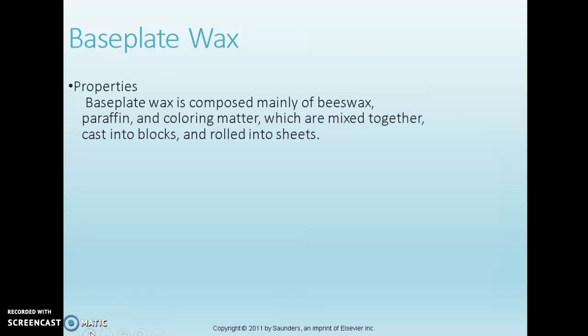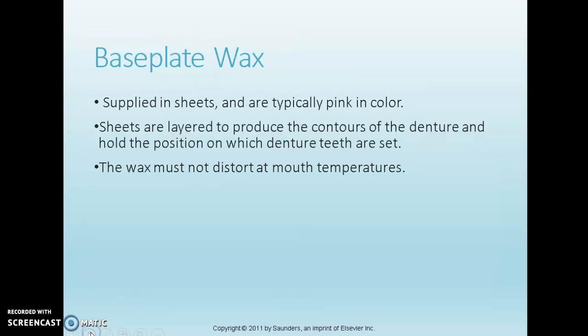The properties of this wax is that it's composed mainly of beeswax, paraffin, and a coloring component, which are all mixed together, cast into blocks, and then rolled into sheets. So base plate wax is almost always going to be in a pink sheet. These are supplied in sheets and are typically pink in color. The sheets are layered on top of one another to produce the contours of the denture and to hold the position onto which the denture teeth are then set.